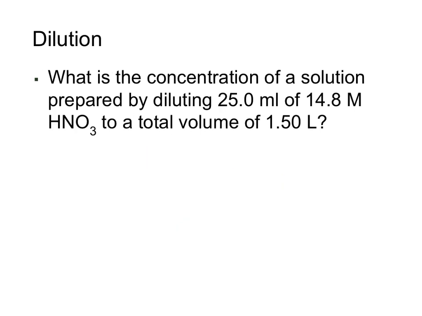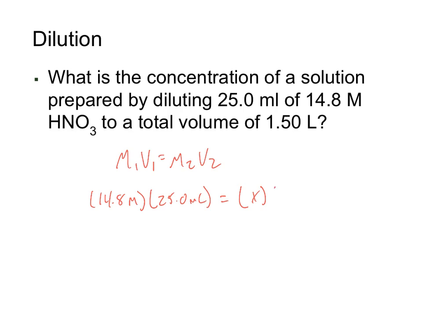In this case, we want to know what a new concentration is. If we take a certain amount of our stock solution of nitric acid and dilute that. And so again, it's simply M1V1 equals M2V2. And so now we know that our M1 is our initial concentration of nitric acid. That's our 14.8 molar. And now we're taking a certain amount of that. We're taking 25 milliliters of that solution. We don't know what the new concentration is. That's what we're looking for.